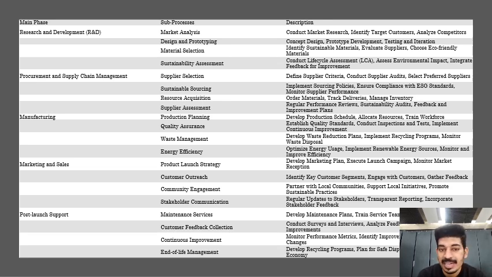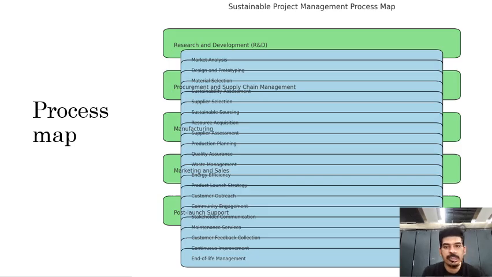It's like market analysis, design, material selection, and a lot of sub-processes in the project, and energy-efficient waste management, quality assessment, product launch strategies, commitment engagements, stakeholder communication, and maintenance service. These are all the sub-processes in the project, but we should concentrate on the main process to get a good output. Let's see about the next project.